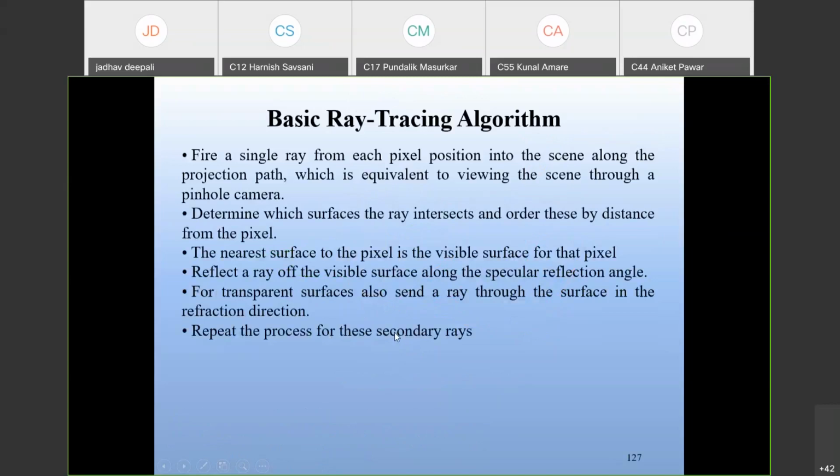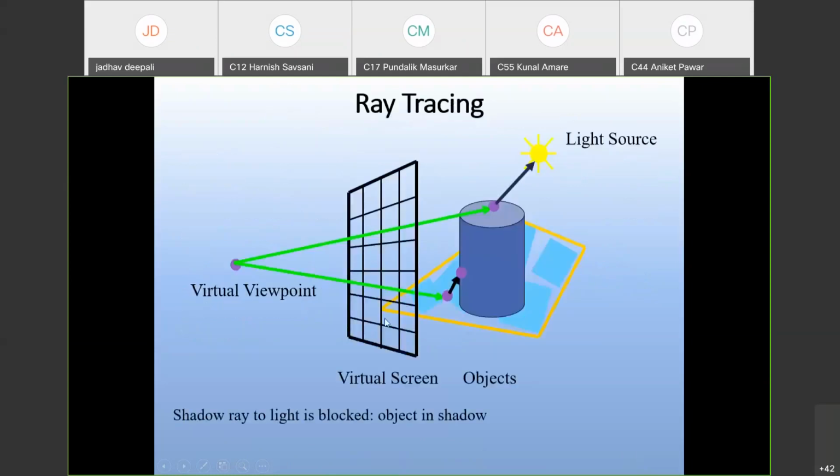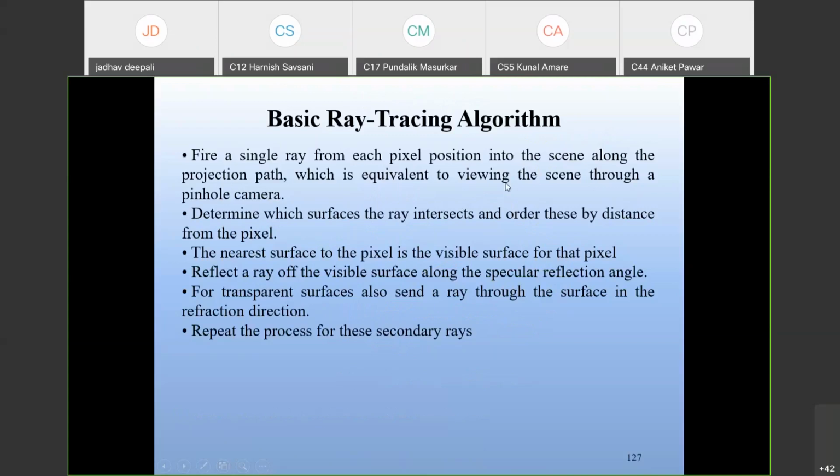So what is the basic ray tracing algorithm? That is the concept of ray tracing. Now, what is the ray tracing algorithm? Basic: fire a single ray from each pixel position. I told you that from each pixel position, fire a single ray into the scene. Whatever the scene, whatever the number of objects, a ray is fired from each pixel position into the scene along the projection path, which is equivalent to viewing the scene through a pinhole camera. So through a pinhole camera, along that position, a ray from each pixel position is sent into the scene.